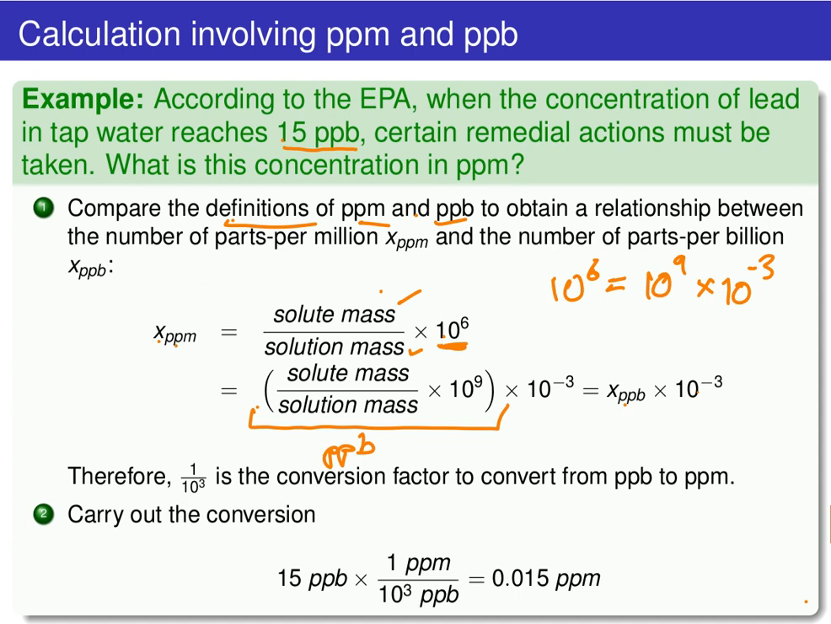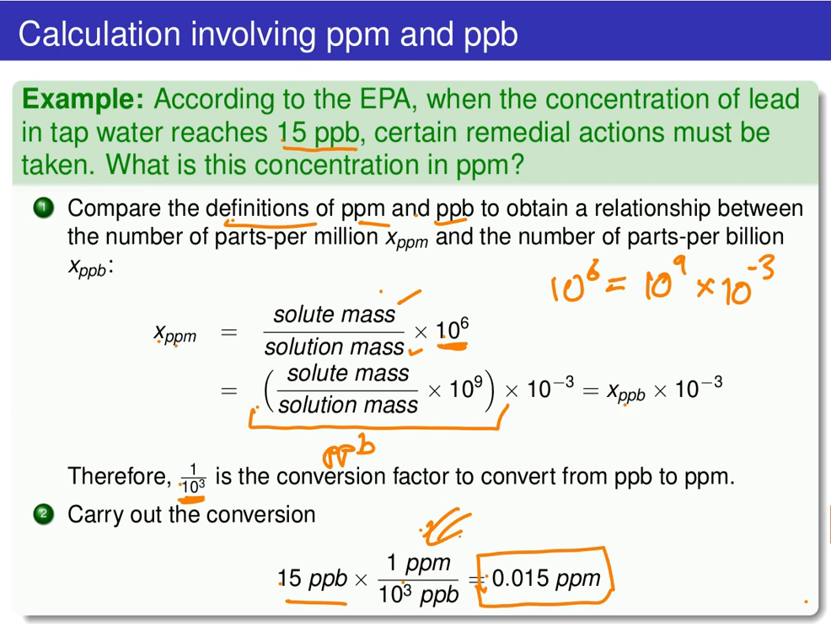So our conversion factor is this 10 to the -3, and so we can plug that in now. We know that in this problem we are given 15 parts per billion, and so we are going to be using our conversion factor of 10 to the -3 parts per million for every parts per billion, or plug it in as 1 parts per million is 10 to the 3rd parts per billion, and we'll arrive at our final answer of 0.015 ppm.